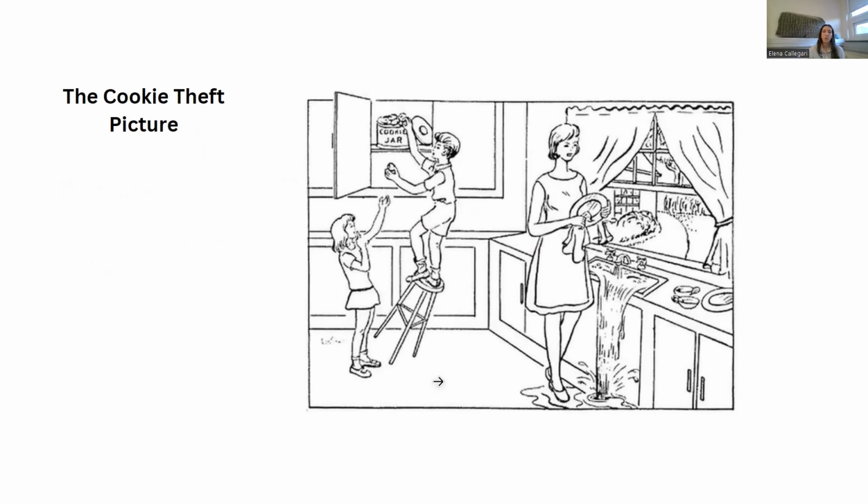So this picture is called a cookie theft picture. And what you do when you're trying to elicit linguistic data from an individual is you show them this picture and you ask them to describe what it is that they see. What are the advantages of doing this kind of task? Well, the picture is always the same.